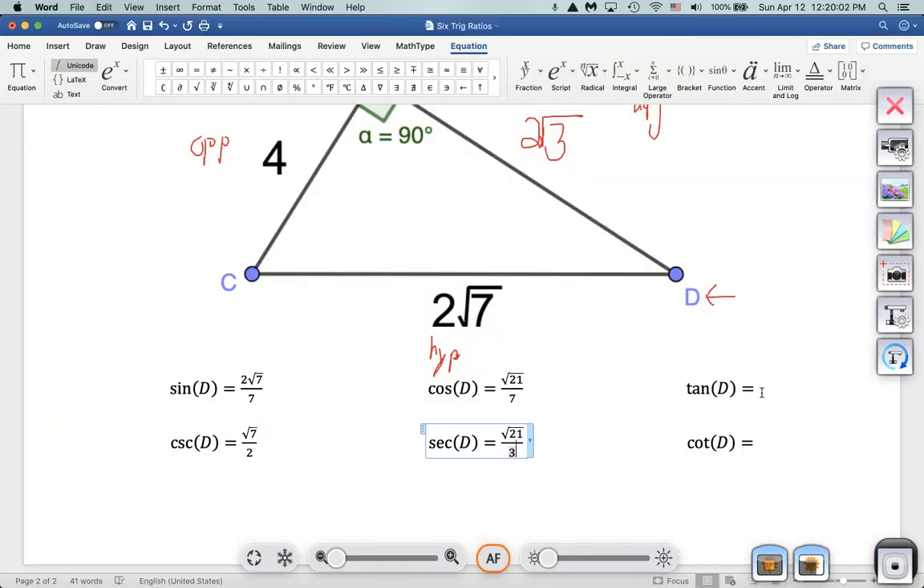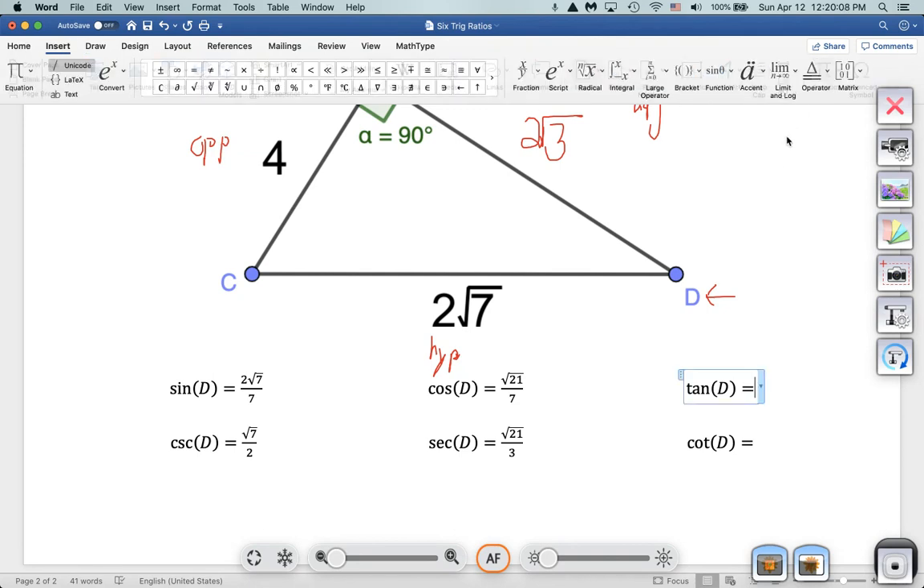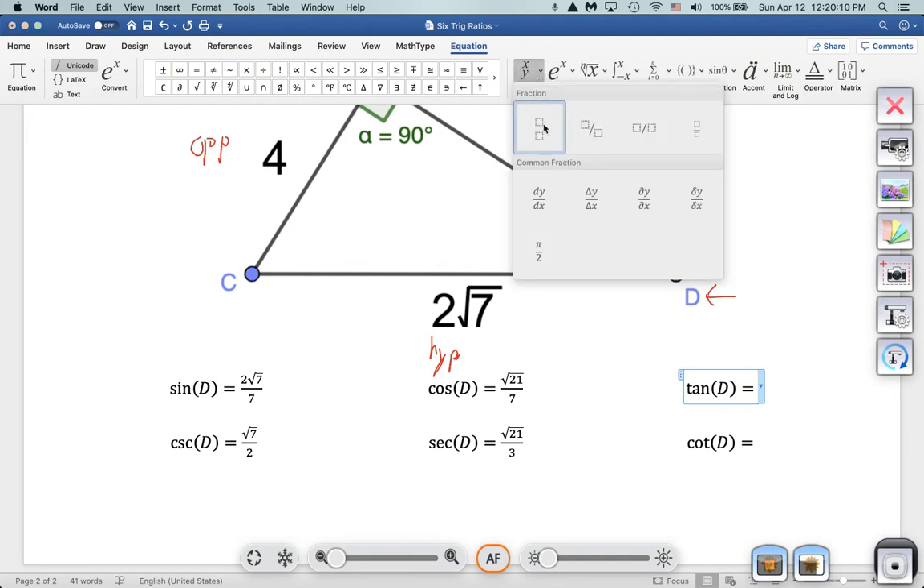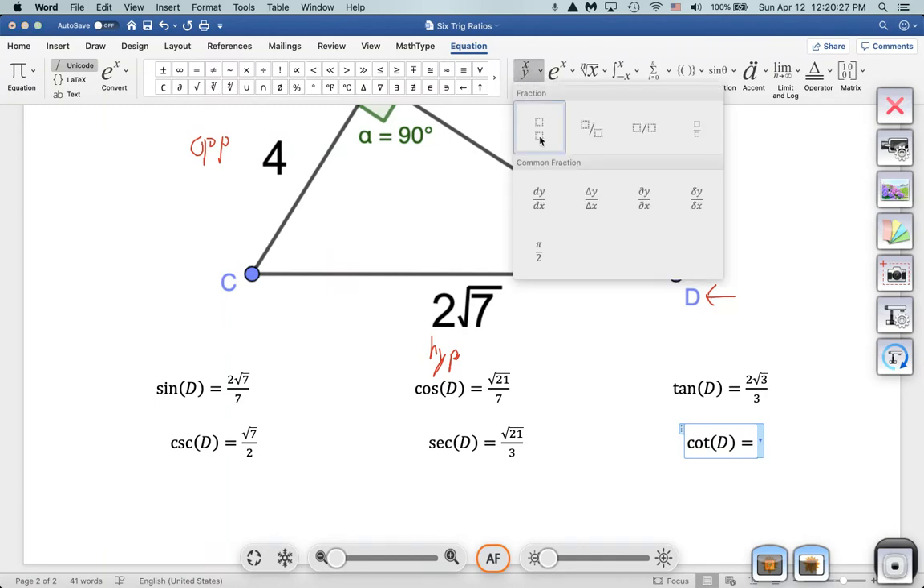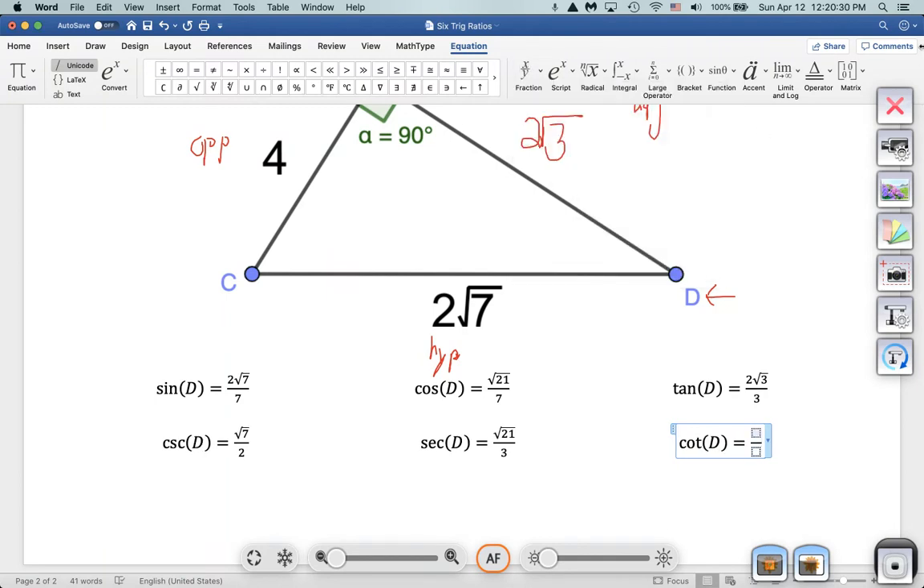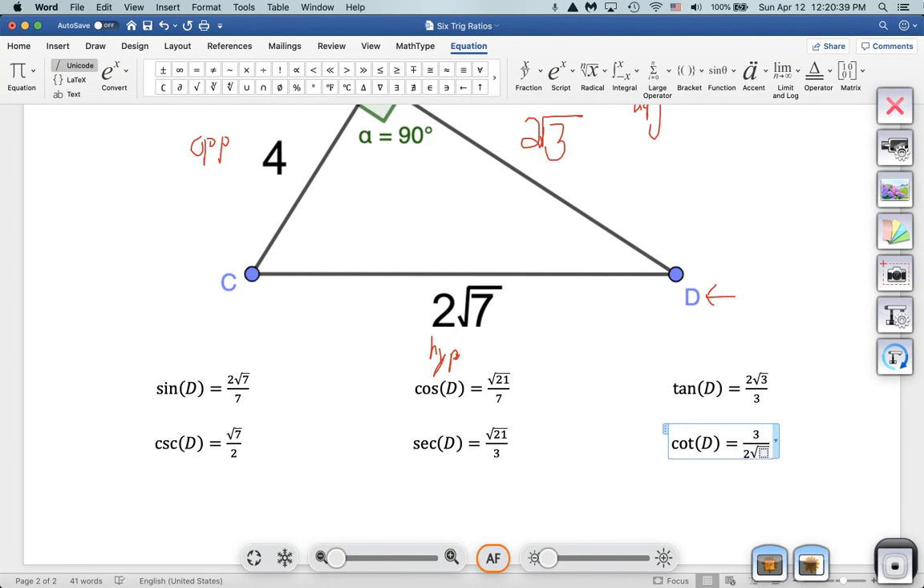So I come back over here, and I type in that fraction of 2 square roots of 3 over 3. And now what's nice is the cotangent is just the reciprocal of that. And it's already reduced. It's going to be 3 over 2 square root of 3. Oh, well, actually, that's not a rationalized denominator.